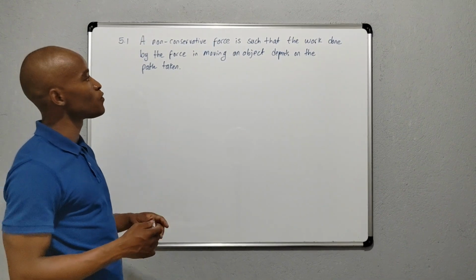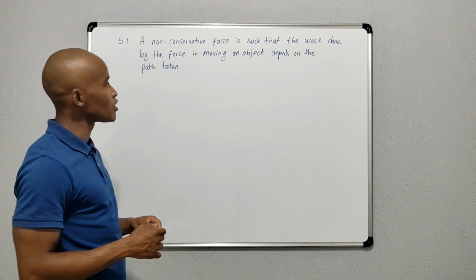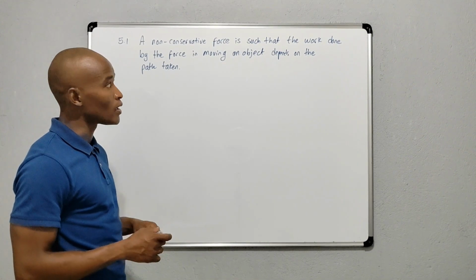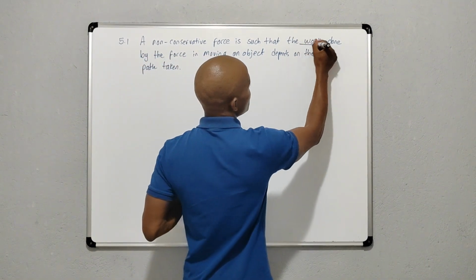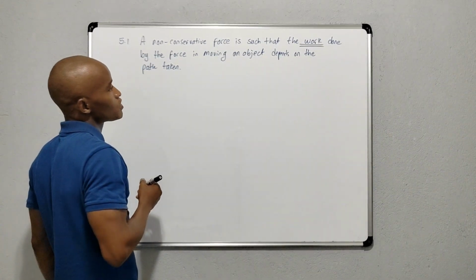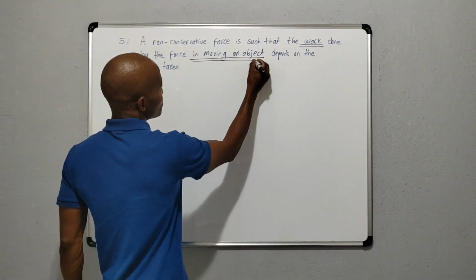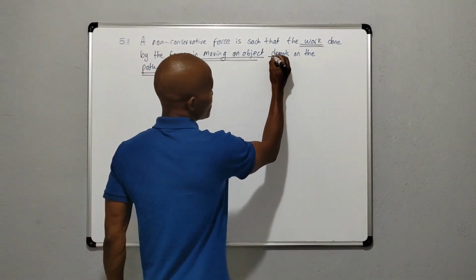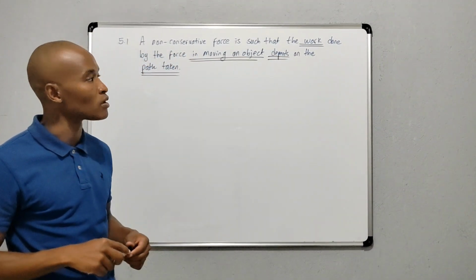A non-conservative force is such that the work done by the force in moving an object depends on the path taken, right? So that is very important in terms of getting the 2 marks. The keywords: the work done by the force in moving an object, okay, depends on the path taken. Okay, so it is dependent on path, not independent on path.